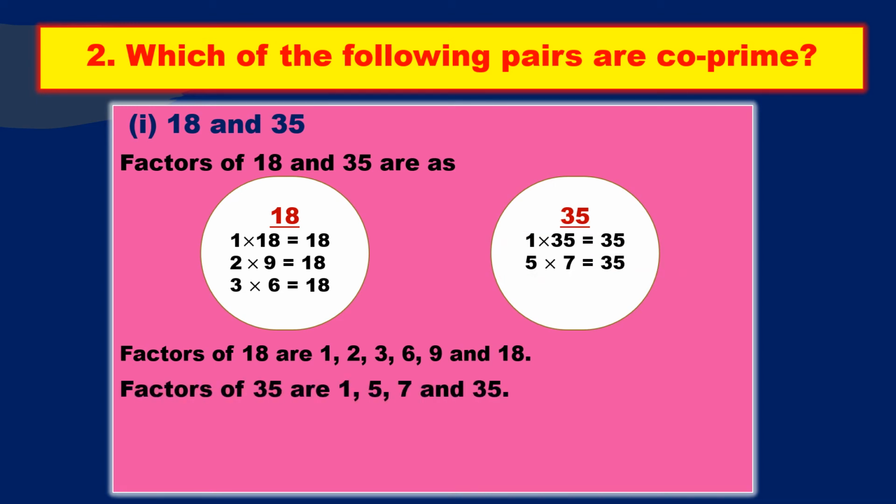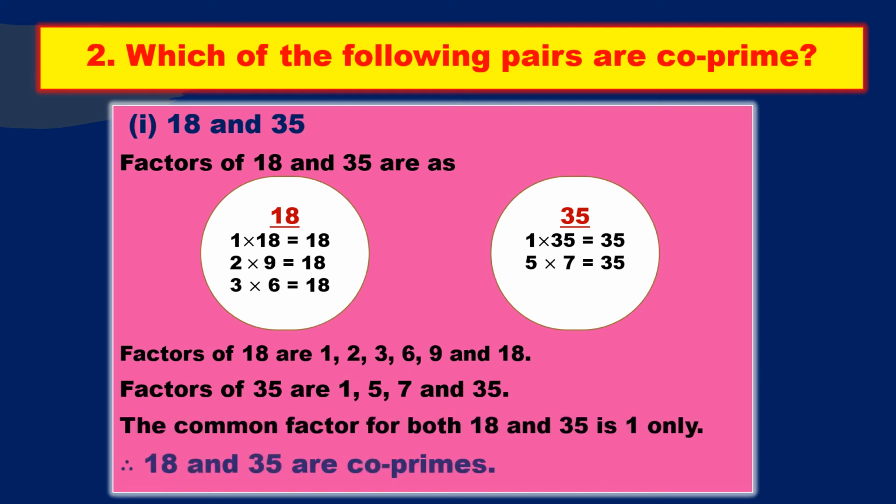Now if you see the factors here, there is only one common, the only common thing is 1. So these two I can say they are co-primes. Let me go to the next one.